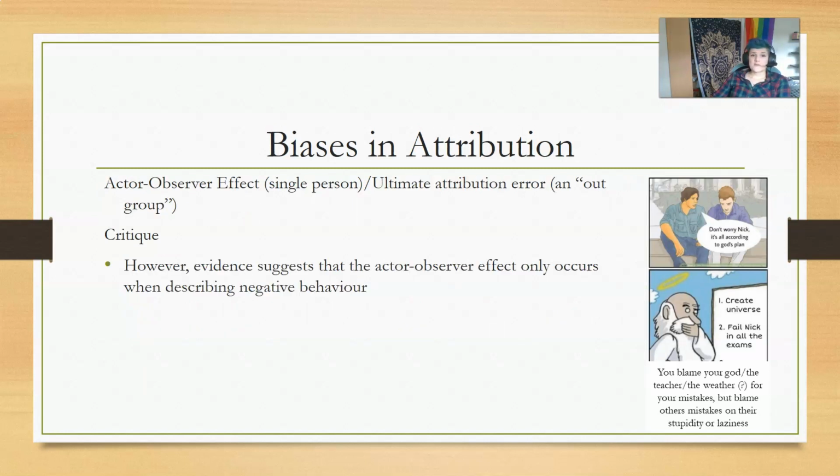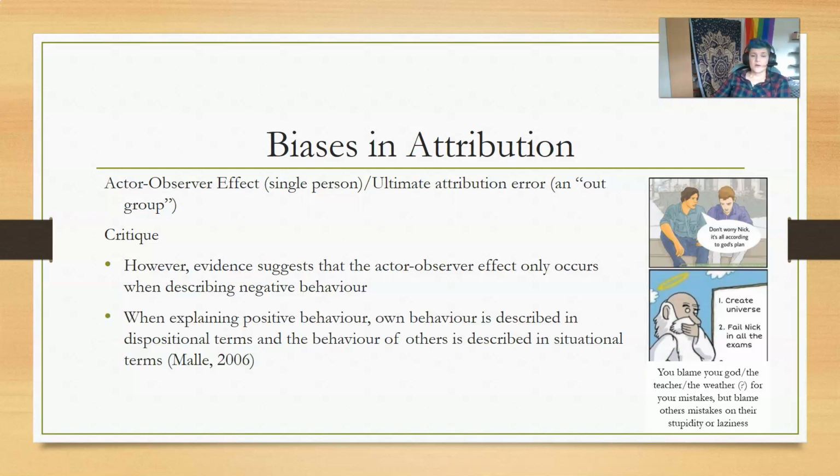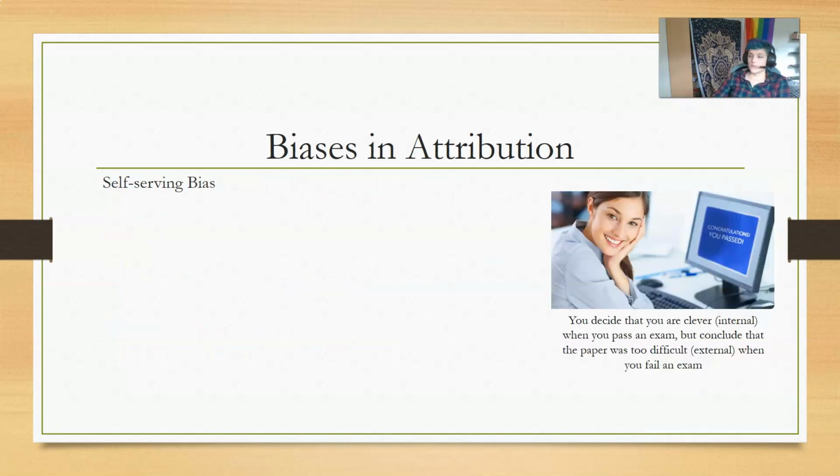Critique for the actor-observer effect, or the ultimate attribution error, comes from evidence that suggests that the actor-observer effect only occurs when describing negative behaviour. When explaining positive behaviour, our own behaviour is described in dispositional terms, and the behaviour of others is described in situational terms. Now this moves us on to the next bias, the self-serving bias.